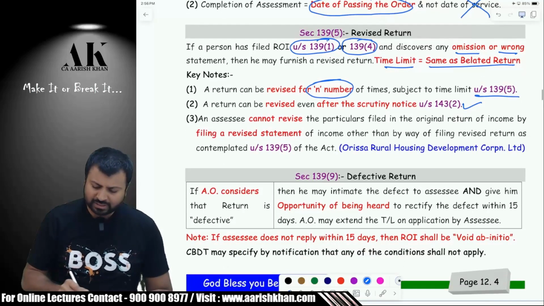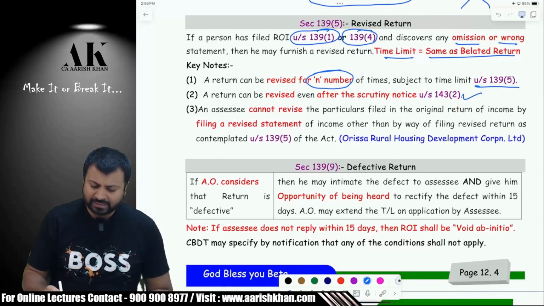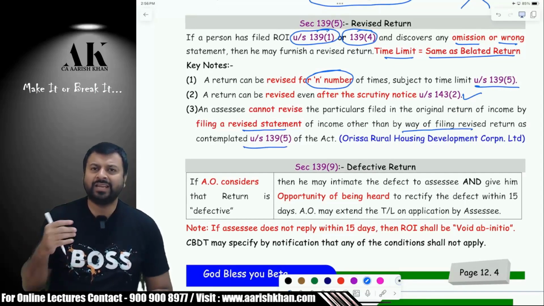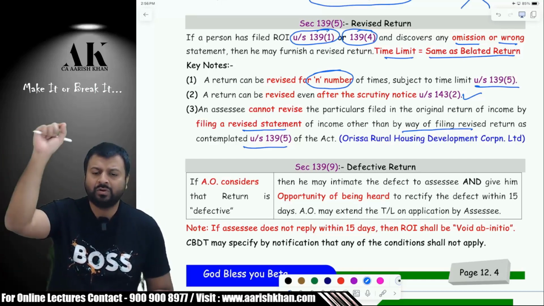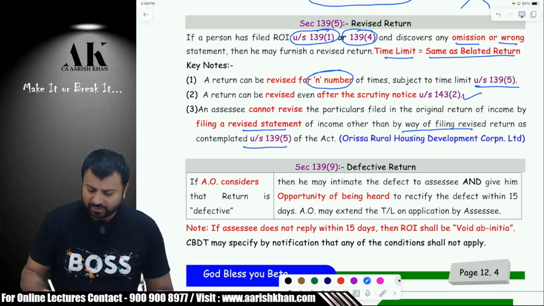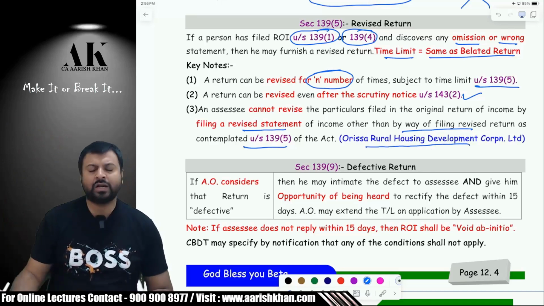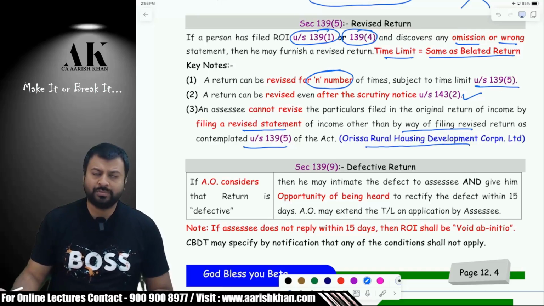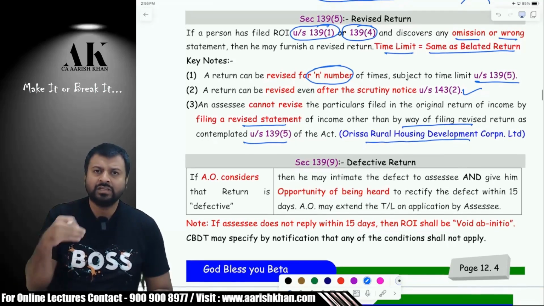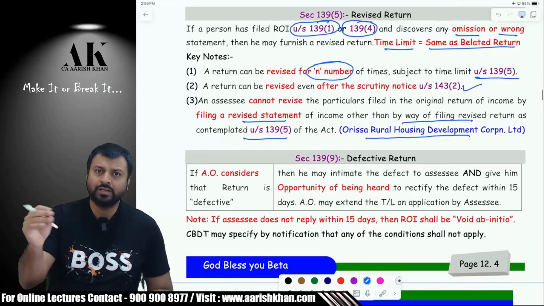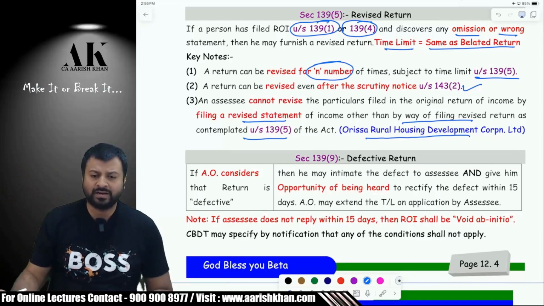Therefore, this point is important. An assessee cannot revise the particulars in the original file by filing a revised statement. He has to file a revised return. So if he wants to revise anything, he cannot give a statement or a plain letter to the department saying that he wants to revise. He can only revise by filing a revised return. It was held by the court in the case of Orissa Rural Development Housing Corporation Limited. I hope it is clear to all of you. In short, the law says that if you want to revise, you have to file a revised return. You cannot give a plain statement to the department.